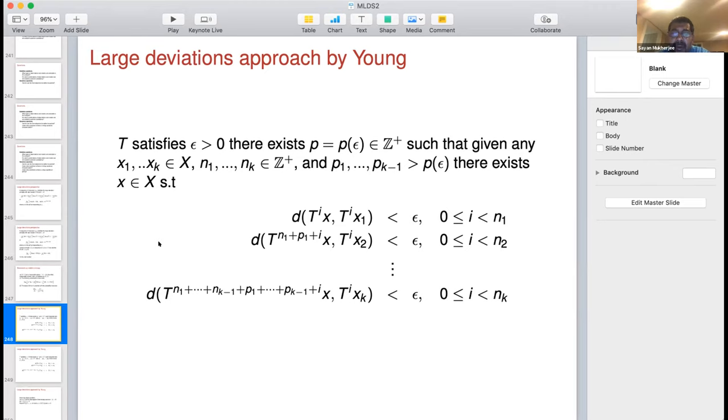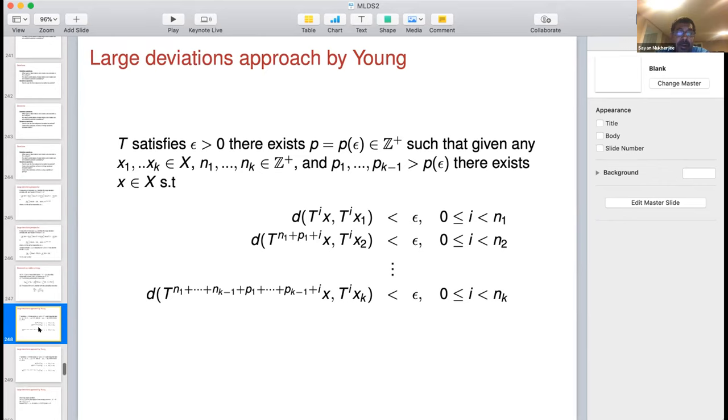And what's it saying? You have a system T, okay? So that if I take any sequence x1 through xk and any sequence of numbers n1 through nk, again, there's a sequence. So what am I doing? As I iterate longer, right? This is less than epsilon. If I iterate more, right? This is less than epsilon. So basically, as I increase and increase these iterations, I always have to be able to find an N and a P such that it's going to be smaller than epsilon, okay? So a dynamical system that satisfies this is called a Young tower.